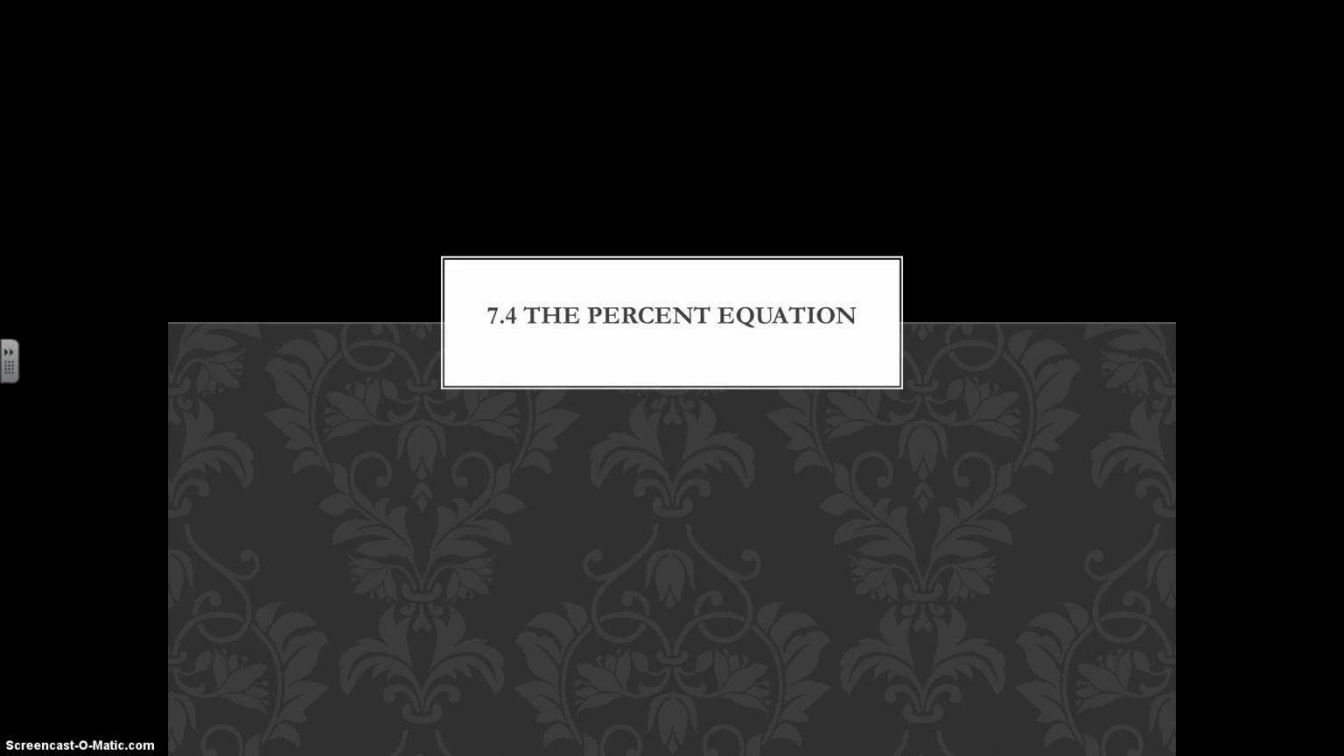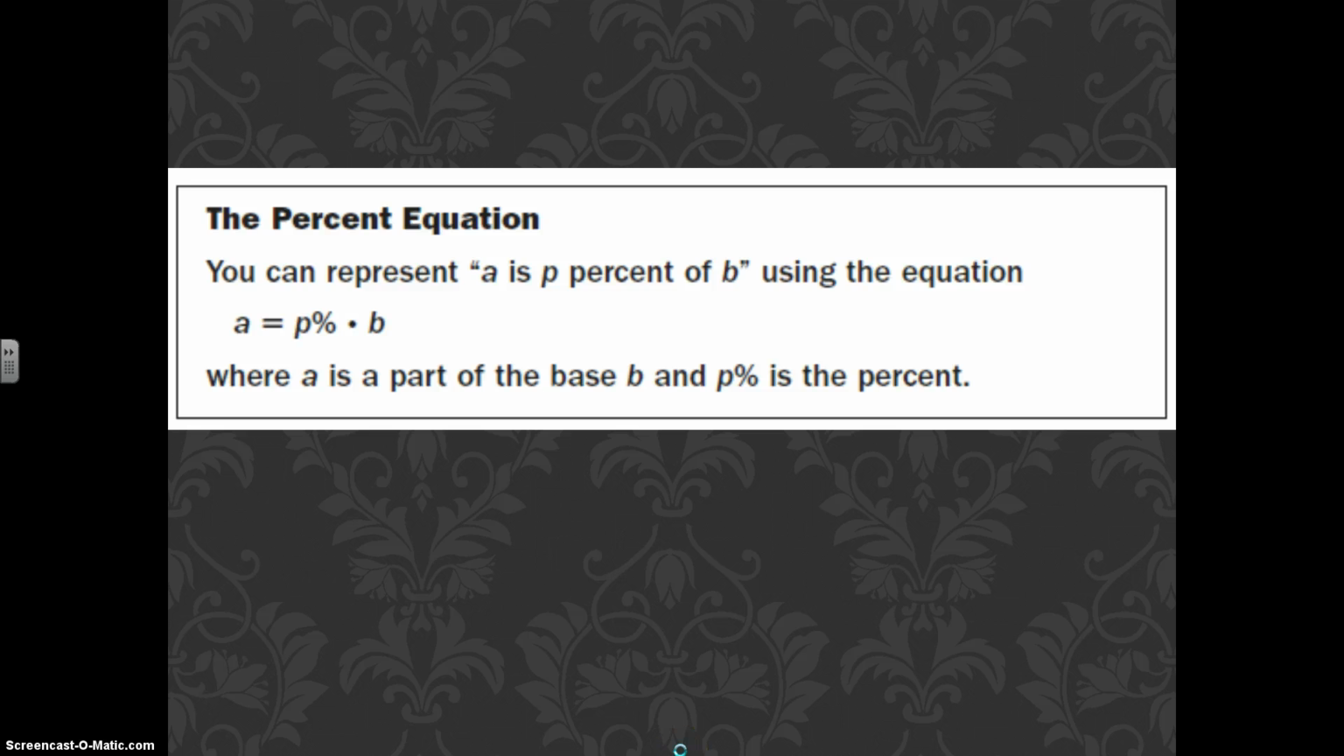Lesson 7.4, the percent equation. The percent equation is where you can represent "A is P percent of B" using the equation A equals P percent times B. A is part of the base, B is the base, and P percent is the percent.